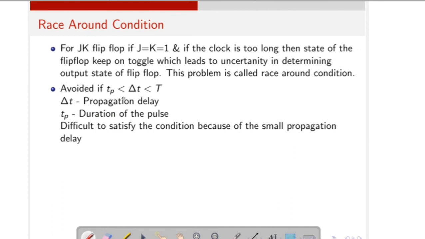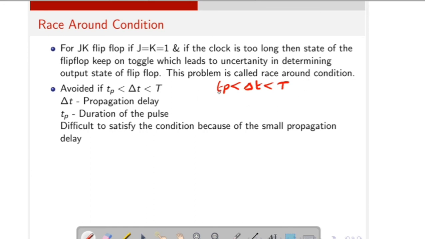To eliminate this race around condition, we need delta t less than Tp. That means the duration of the pulse must become less than the propagation delay of the circuit. But this is not possible because the propagation delay is usually very small. So it is not possible to keep the duration of the pulse less than the propagation delay. So in a JK flip-flop, it leads to a race around condition and we can't eliminate it this way.